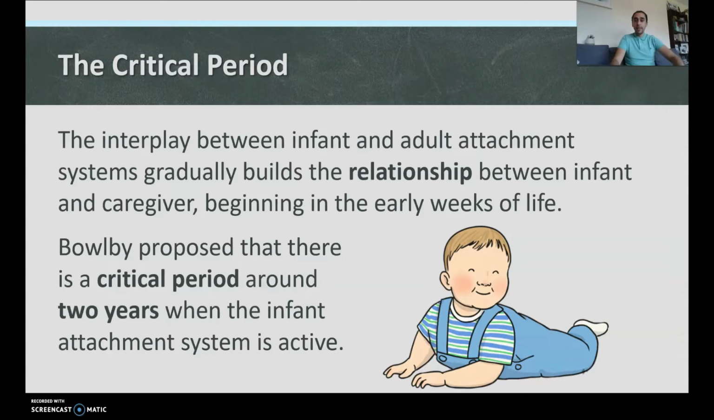Harlow found a similar thing with his rhesus monkeys, and he found that there was a critical period of around 90 days. If a monkey didn't form an attachment within those 90 days, it would never form an attachment. Bowlby proposed that there is a critical period in humans as well, around 2, maybe 2.5 years, when the infant attachment system is active.